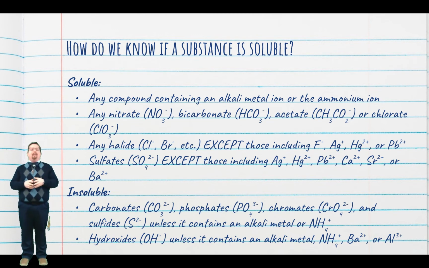If you're checking your compound and it's not listed in one of those 4 rules I just said, it might be included in the next 2 rules I'm about to give you. These 2 rules cover things that are not soluble, or insoluble. If the substance meets one of these 2 criteria, it's definitely insoluble. So any carbonate, phosphate, chromate, or sulfide is insoluble unless it has an alkali metal ion or the ammonium ion. And any hydroxides are insoluble unless they contain the alkali metal ion, an ammonium ion, or barium or aluminum.